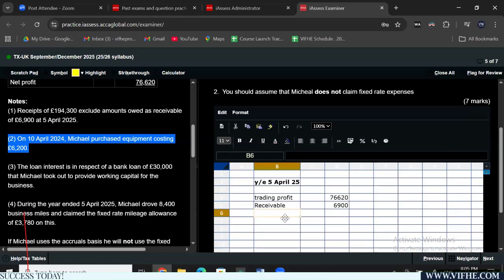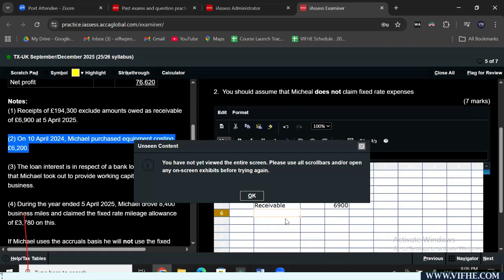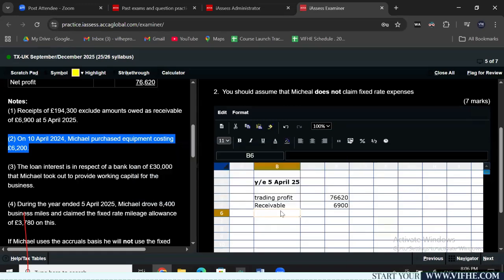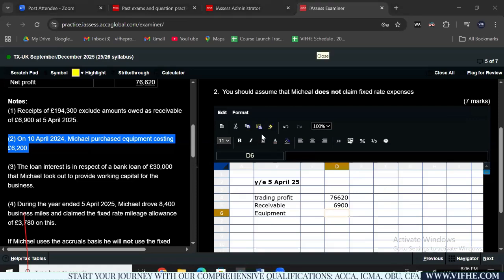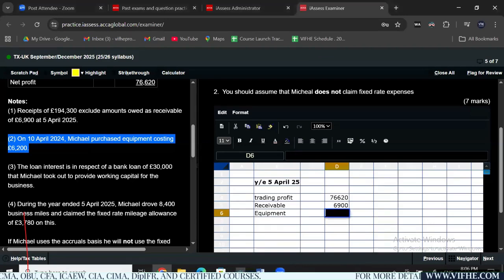So what should I do with this equipment, considering it is disallowed? Yes, we need to add it back. And yes, you are right. It's an example of plant and machinery, which is why it will eventually be eligible for capital allowance purposes. So I'll be calculating capital allowances shortly later. But right now, this outright deduction of £6,200, being a capital expense, should be reversed. It has to be added back. Its deduction is not permissible.